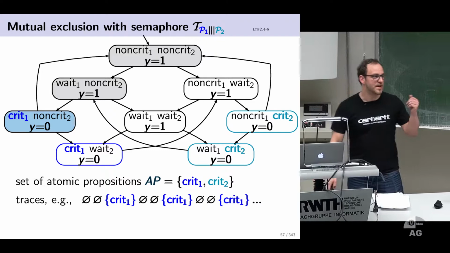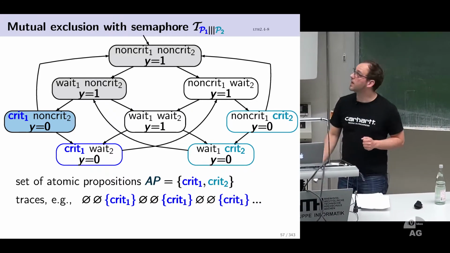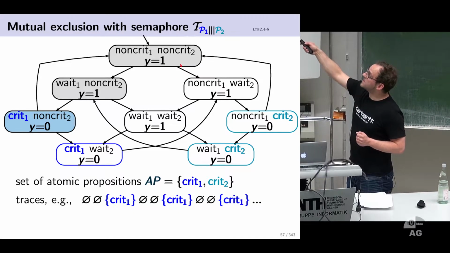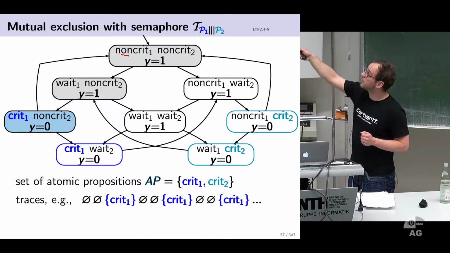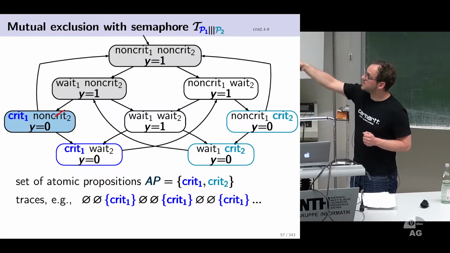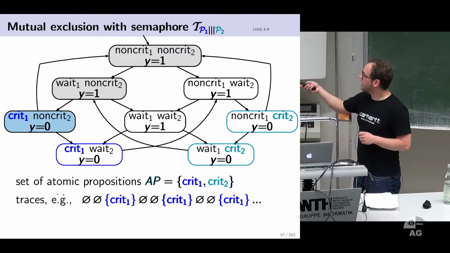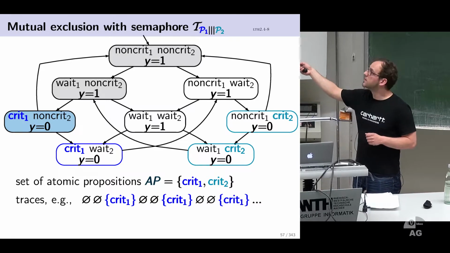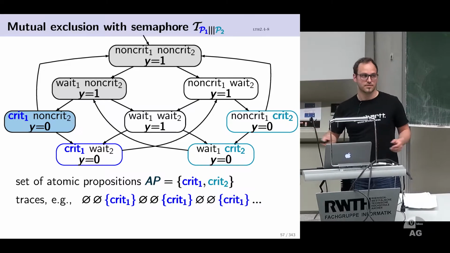So let's look at the traces for this particular example. One trace that you can obtain, because you can only start in this state, is empty set, crit 1, empty set, crit 1, and repeating that forever. That gives rise to this trace, and this infinite word is part of the traces of this transition system. Okay?